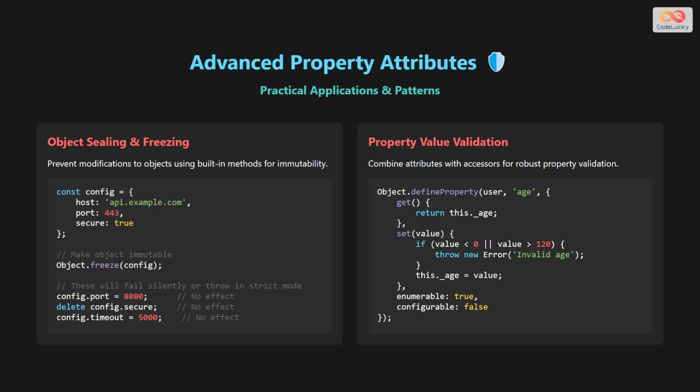JavaScript provides advanced techniques for managing object properties. Object sealing and freezing are used to make objects immutable. Object sealing prevents properties from being added or removed, but it allows modifications to existing properties. Object freezing makes an object entirely immutable, preventing both modifications and additions or deletions. Property attributes can be combined with accessors for robust property validation. As you can see in the second code example, the age property setter validates the age and throws an error if the value is not in the allowed range.